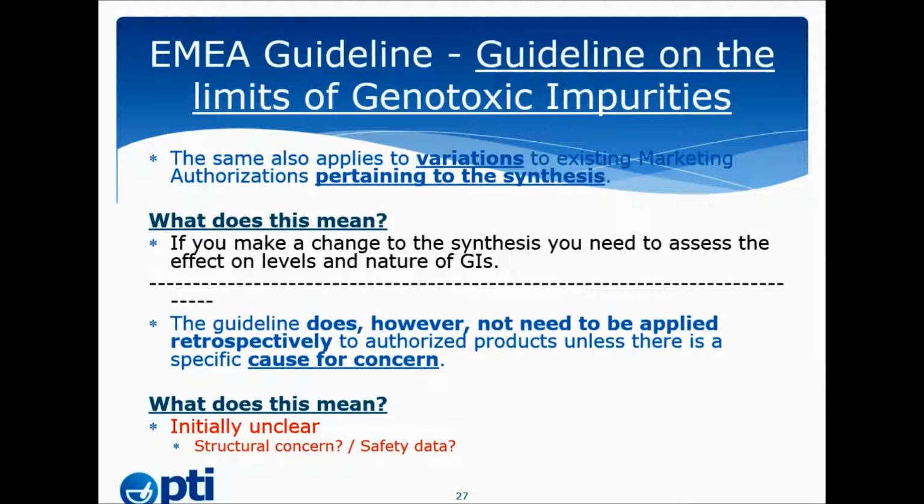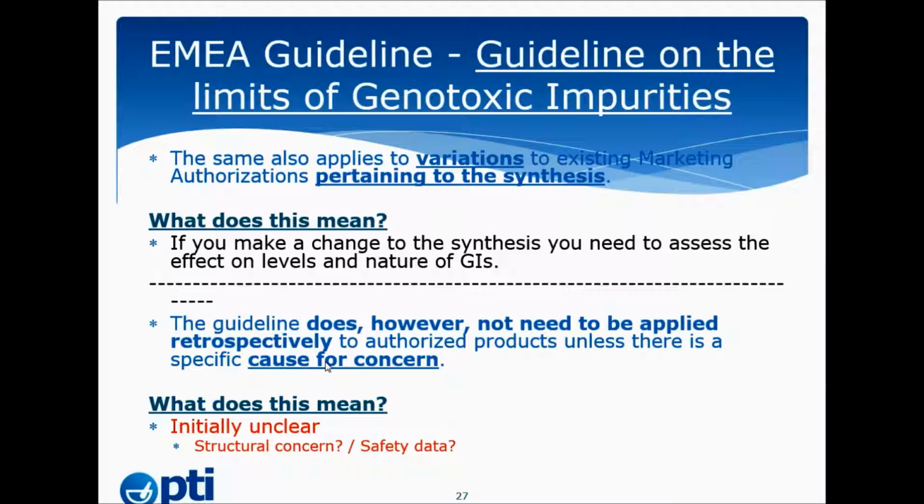It also goes on to say the same also applies to variations to the existing marketing authorizations pertaining to the synthesis. So what does that mean? Well, this is perhaps the only bit that is quite straightforward. If you make a change to synthesis, you need to assess the effect on the levels and the nature and actually what genotoxic impurities might be present. So that's fairly straightforward. But the real killer in this is the next statement. The guideline does, however, not need to be applied retrospectively to authorized products unless there is a cause for concern.